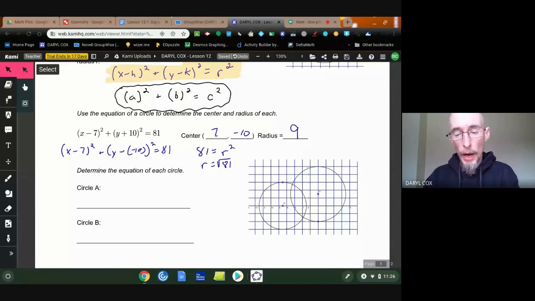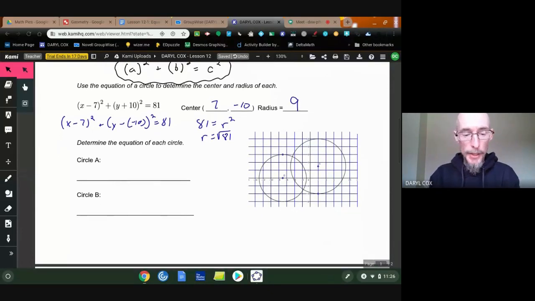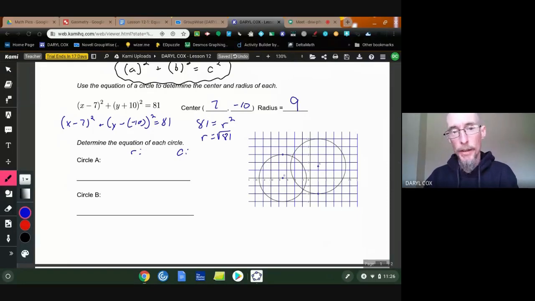What if I want to write the equation? If I want to write the equation of a circle, the two things I need to know are my radius and my center. Looking at circle A, what is the center? If you look at circle A, I'm going to start at 0, 0, come over 2, up 3. Be careful of your scale. So my center is at 2, 3.